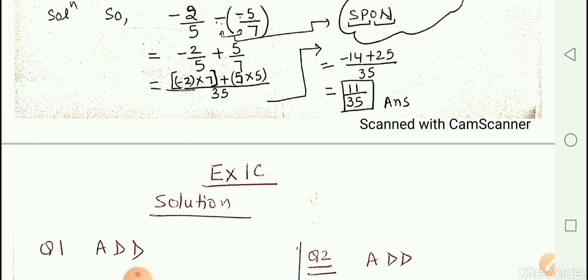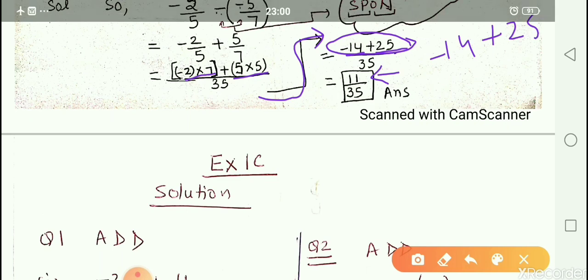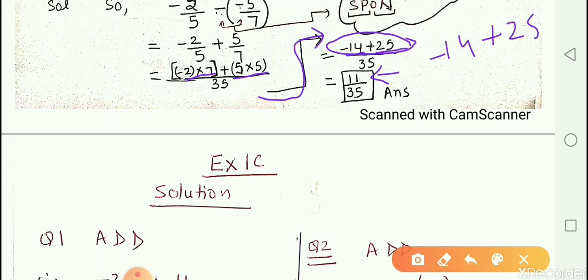Now see here. Negative 2 into 7 will become negative 14, and 5 into 5 will become 25, and if we add the numerators, we get one number negative and another positive. So the answer is 11. Negative 14 plus 25, minus plus is minus, so 25 minus 14 is 11, and 11 upon 35 is the answer.